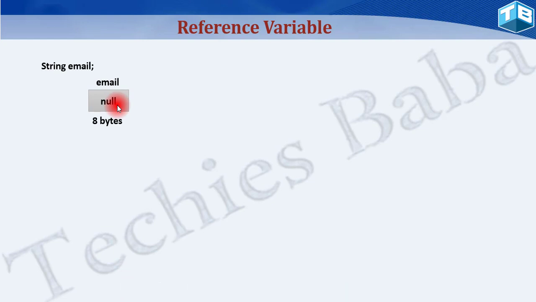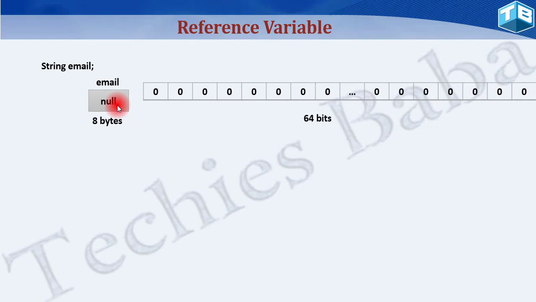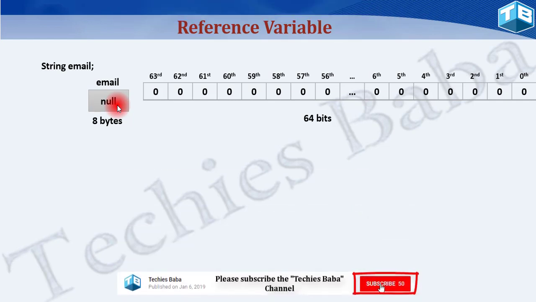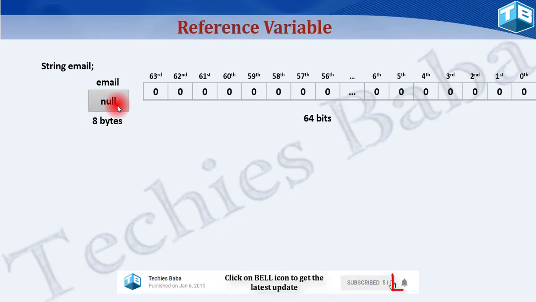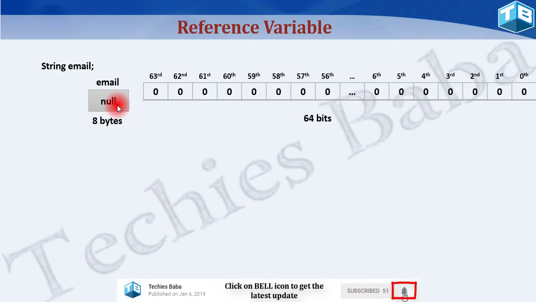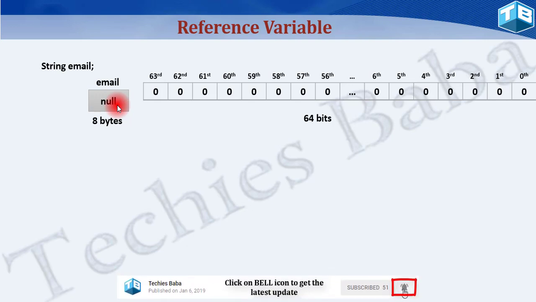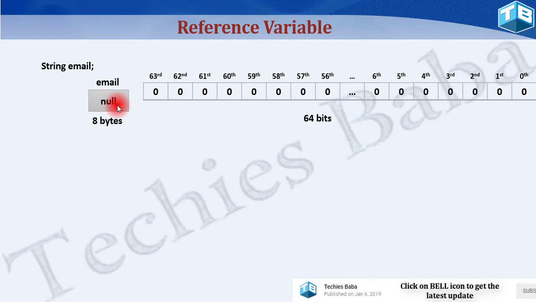How can null be stored inside the memory? Basically, 64 bits are allocated with all the bits as 0. In the case of a reference, when nothing is available inside it, all the bits are 0, and that is considered null in the Java programming language. Null means nothing is available inside. It is an empty reference, nothing is there inside, and all the bits are 0.